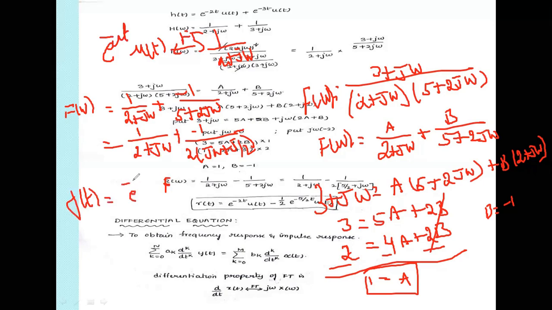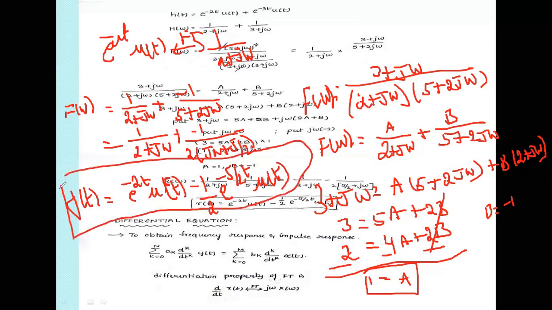F of t is equal to e power minus 2t mu of t minus 1 by 2 into e power minus 5 by 2 into t mu of t. We got the input function F of t is equal to e power minus 2t minus 1 by 2 e power minus 5 by 2 t mu of t. Got it? It's not R, it is F. Already substituting the R of omega only, we got the F of omega. Got it, my dear students?